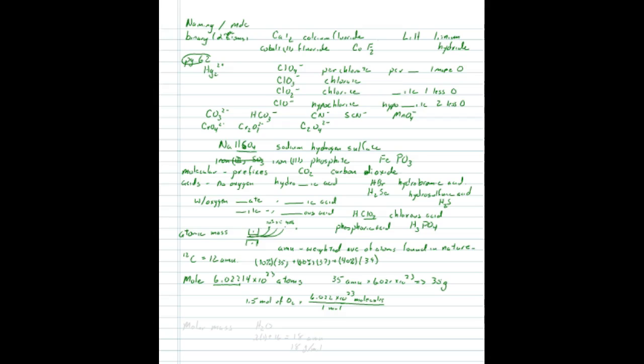Molar mass is the same as the atomic mass, except for formula units, so you have to add up all of the atoms in the compound. So if you have water, H2O, that's 2 times 1 plus 16 is 18. So that's 18 AMU. That's 18 grams per mole. Either one works.